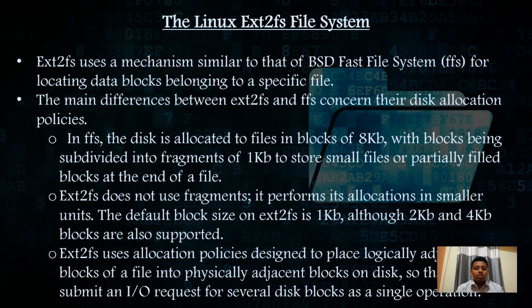Ext2fs does not use fragments. It performs its allocation in smaller units. The default block size on ext2fs is 1 KB, although 2 KB and 4 KB blocks are also supported. Ext2fs uses allocation policies designed to place logically adjacent blocks of a file into physically adjacent blocks on disk, so that it can submit an input output request for several disk blocks in a single operation. This is about Linux ext2fs file systems.